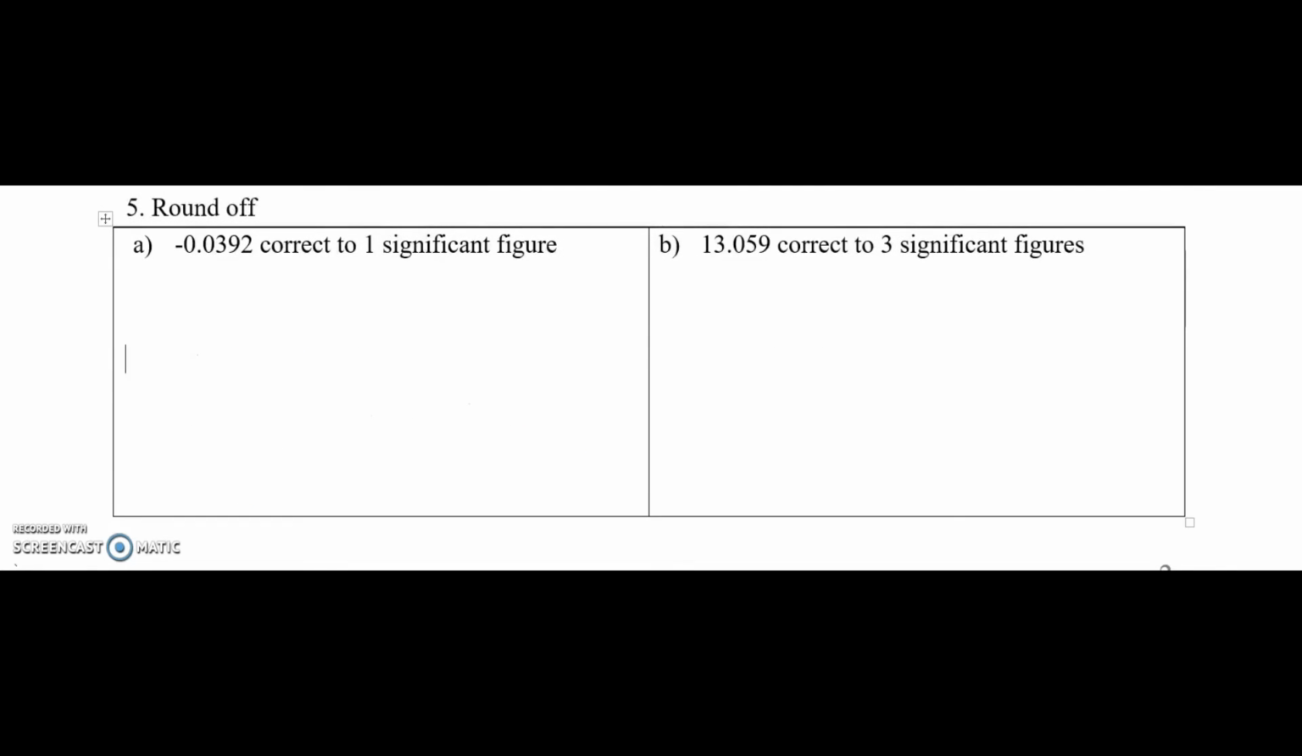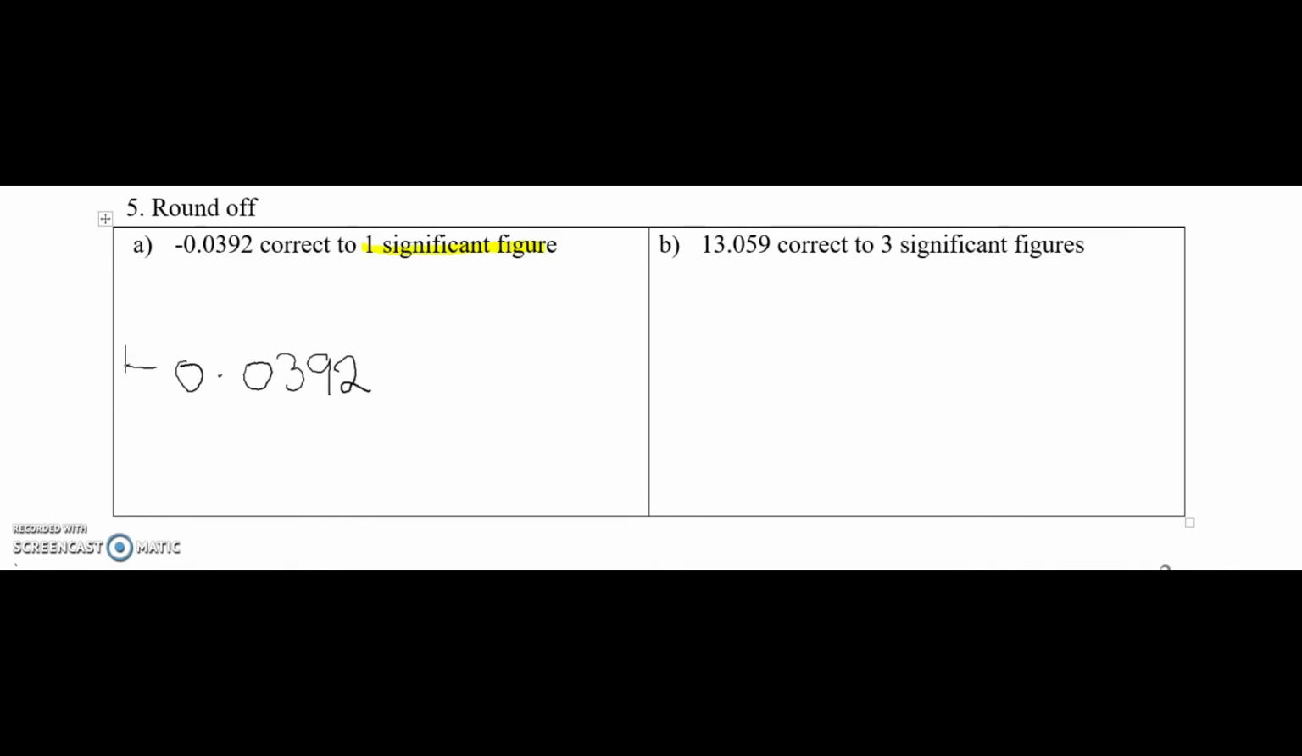Let us take a look at another example. We want to round off negative 0.0392 correct to 1 significant figure. First, let us try to rewrite this number, negative 0.0392.